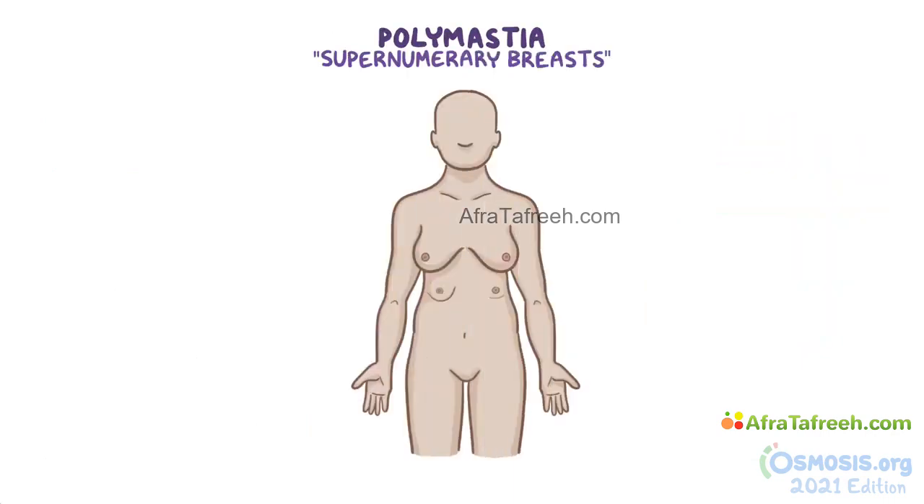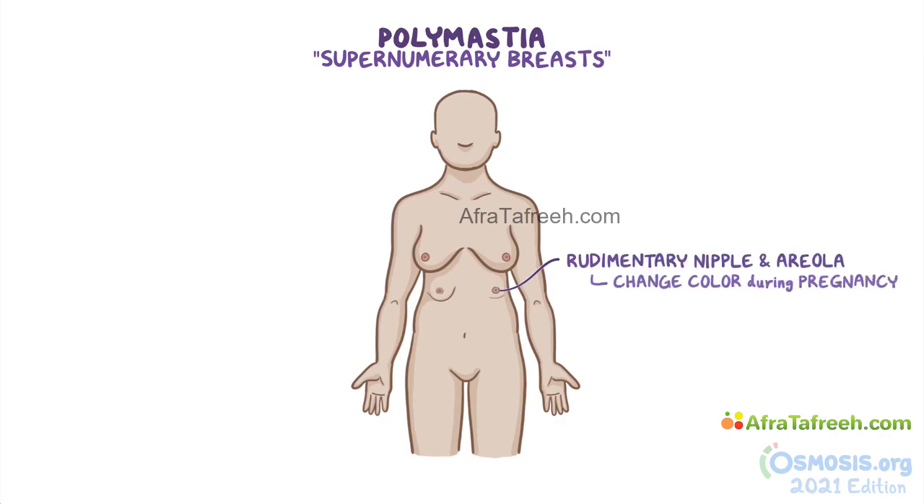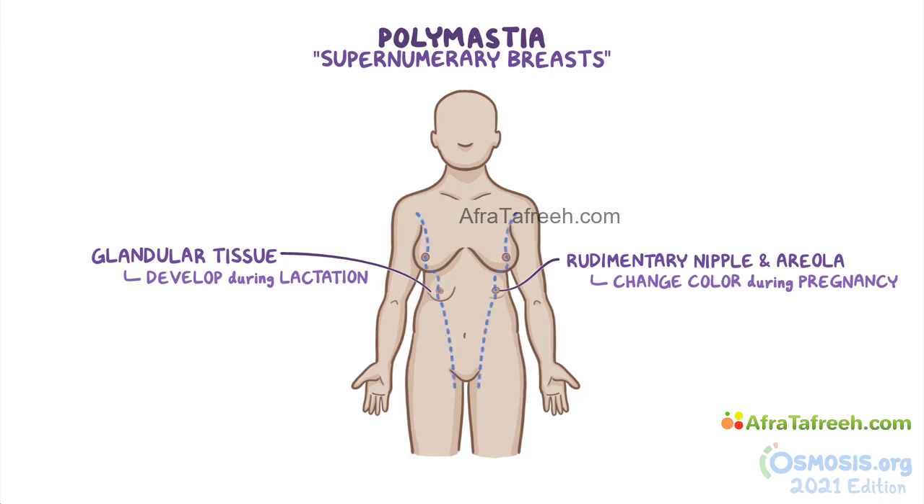A less worrisome breast clinical condition is polymastia, or supernumerary breasts. They are smaller than the usual breasts and consist of only a rudimentary nipple and areola, which can be mistaken for a mole until they change their color during pregnancy. They might even have glandular tissue that can develop during lactation. Supernumerary breasts can appear anywhere along a line that extends from the axilla to the groin.